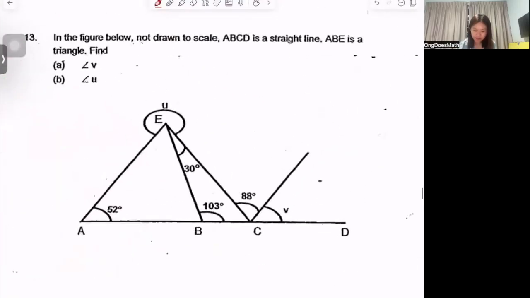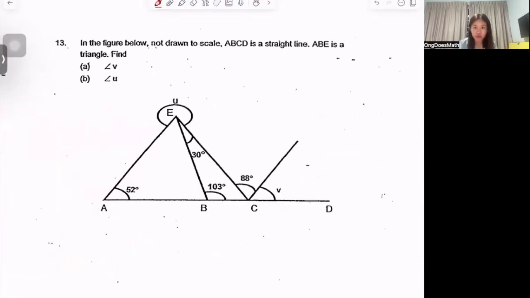Question 13. In the figure below not drawn to scale, ABCD is a straight line. ABE is a triangle. Find angle V and angle U. So for this type of angles question, you should learn to focus on different triangles. If you focus on many triangles at the same time, you will not be able to figure out the answer. So for part A, let us focus on this triangle at first.